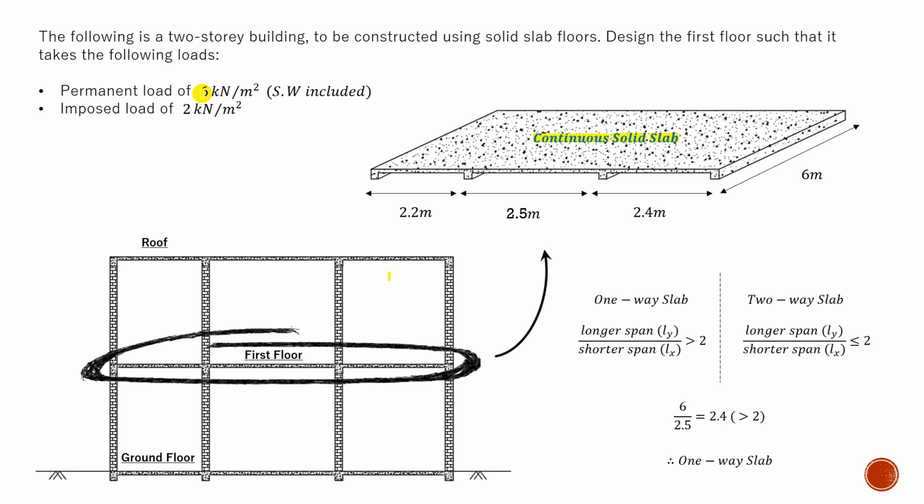Okay, so this is our example, and the only tiny change that I have modified here is that I'm taking the permanent load as 6 kN per meter square instead of 5 kN per meter square, and I'm including the self-weight of the concrete.